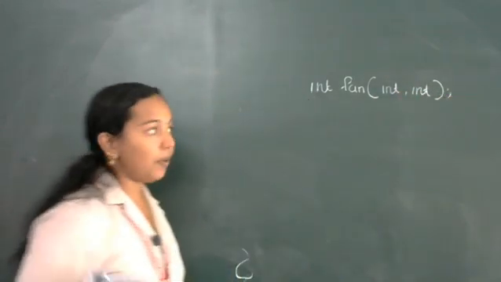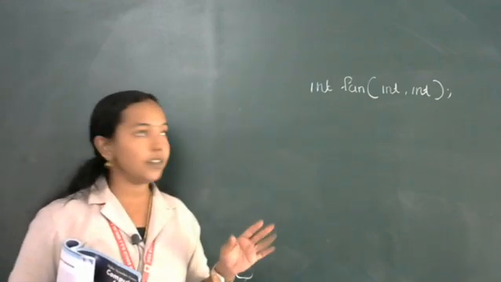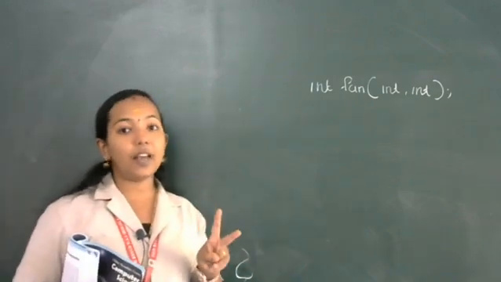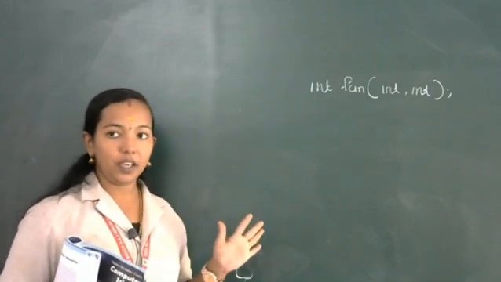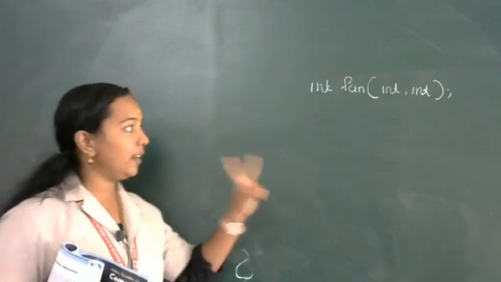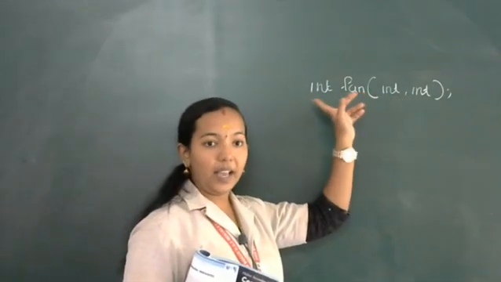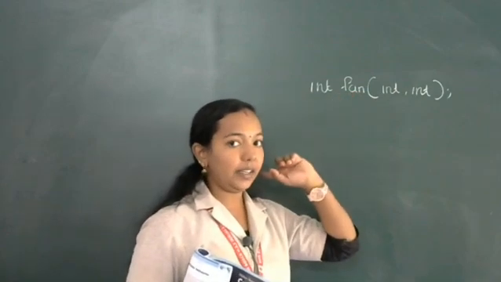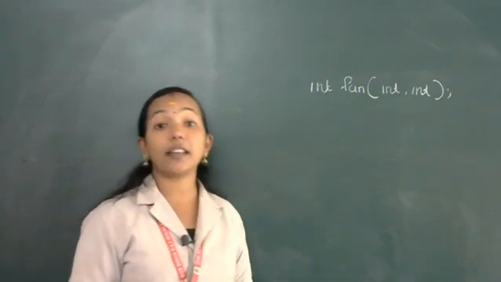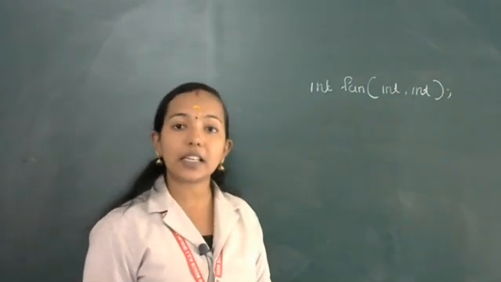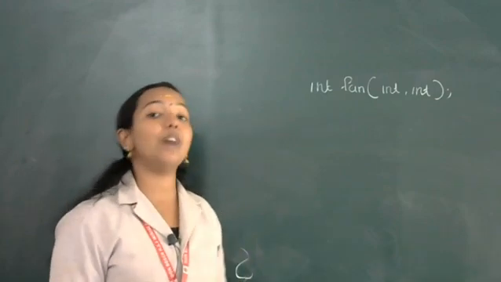Okay, the prototype of the function is given: function int comma int. That means we are using two integer variables and the return type will be int. Okay, we are using two integer variables, and the return type is also an integer value. Clear? So here the following function calls are invalid. Some of the function calls are already given. You want to write the reason for the invalidity.